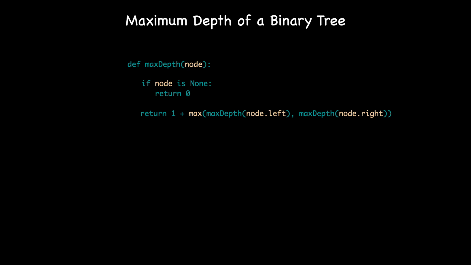The time and space complexity of this solution is O(n), where n is the total number of nodes in a binary tree. And that is because we visit each node exactly once.